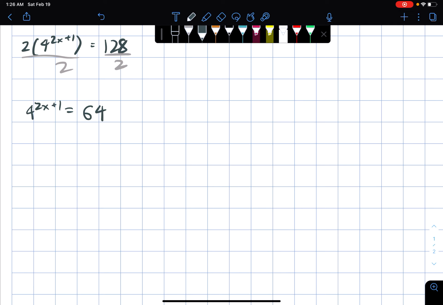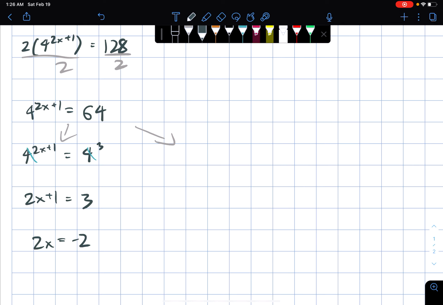we have two choices. We can solve this in two ways. So for way 1, we just keep the base as 4, and the other side would be 4 raised to 3. Then we cancel both sides. We get 2x plus 1 is equal to 3. 2x is equal to negative 2.